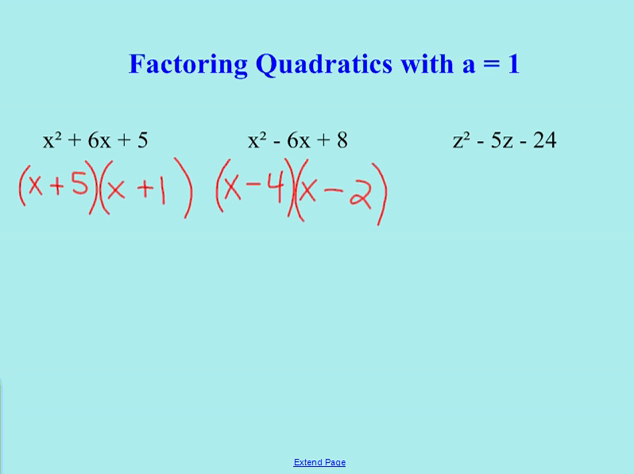Let's look at one final example with a equaling 1. Set up our parentheses for our binomials. Now in this case, when we look at our second sign, it's a negative sign. That means that we're going to automatically have one positive and one negative sign. Factor z squared into z times z. Factor 24 so that we can end up with negative 5z as our middle term. So we have to think a little bit here.